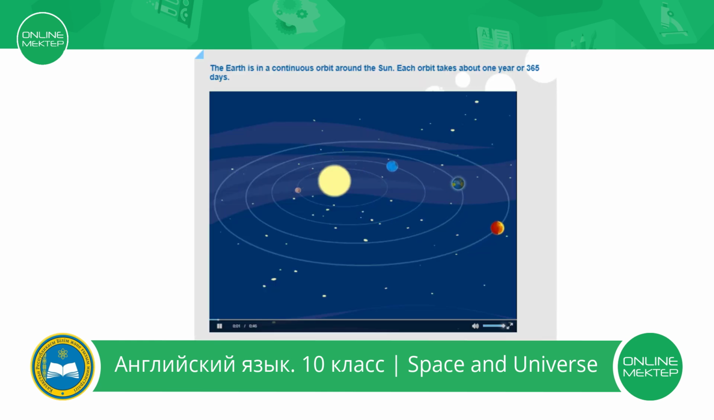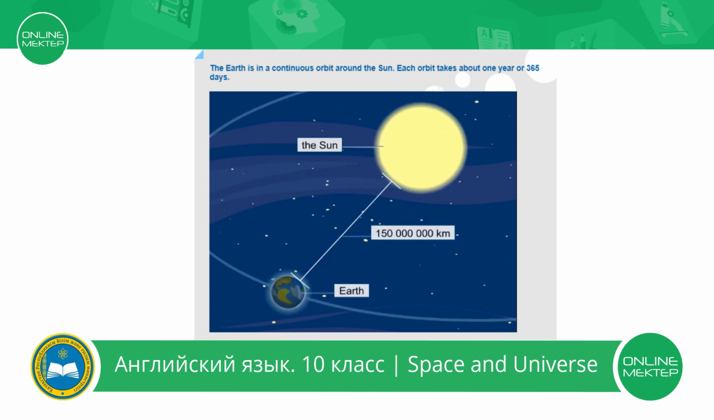Like all the other planets in our solar system, the Earth orbits the nearest star, the Sun. The Sun is approximately 150 million kilometers away, and it takes the Earth 1 year to cover this vast distance through space.